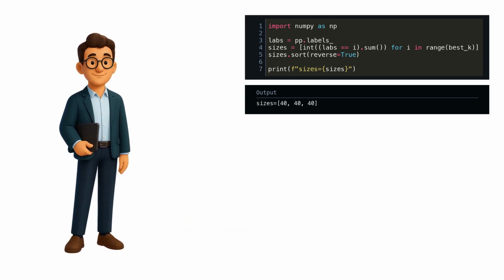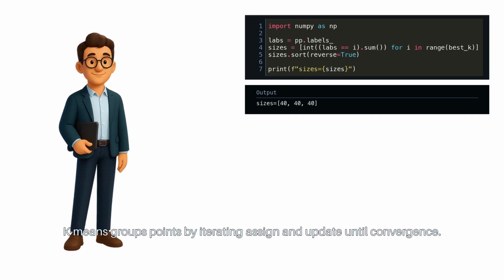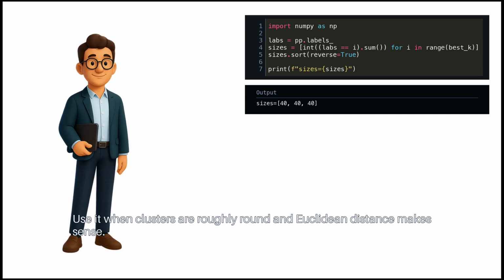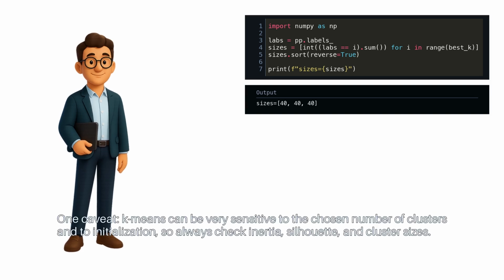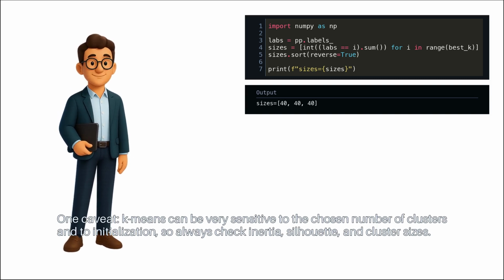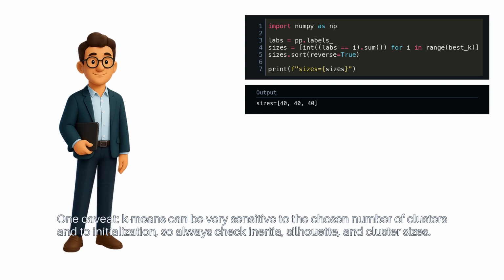Recap: KMeans groups points by iterating assign and update until convergence. Use it when clusters are roughly round and Euclidean distance makes sense. One caveat: KMeans can be very sensitive to the chosen number of clusters and to initialization. So always check inertia, silhouette, and cluster sizes.